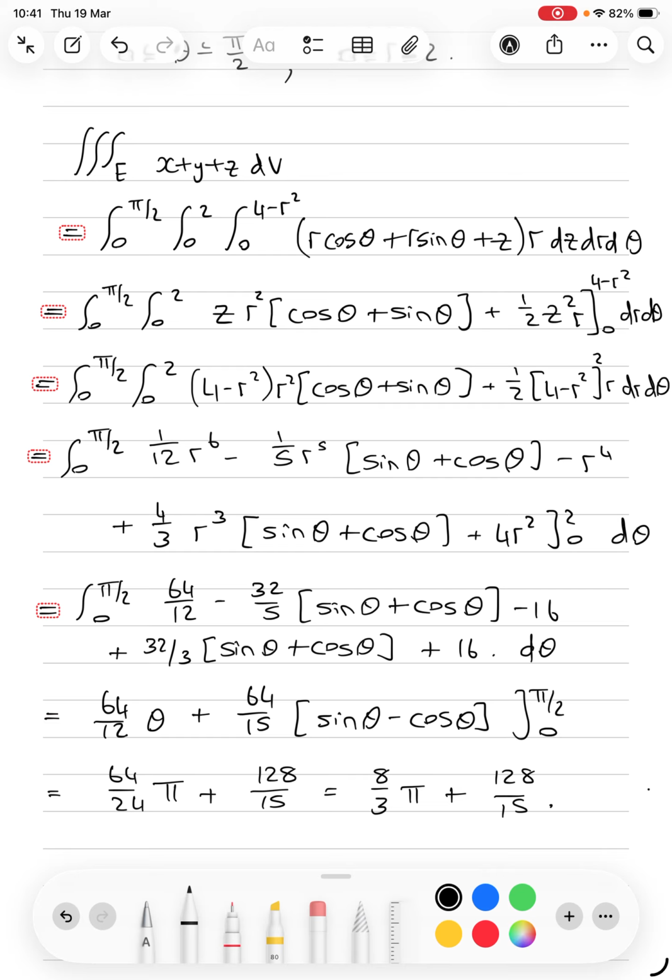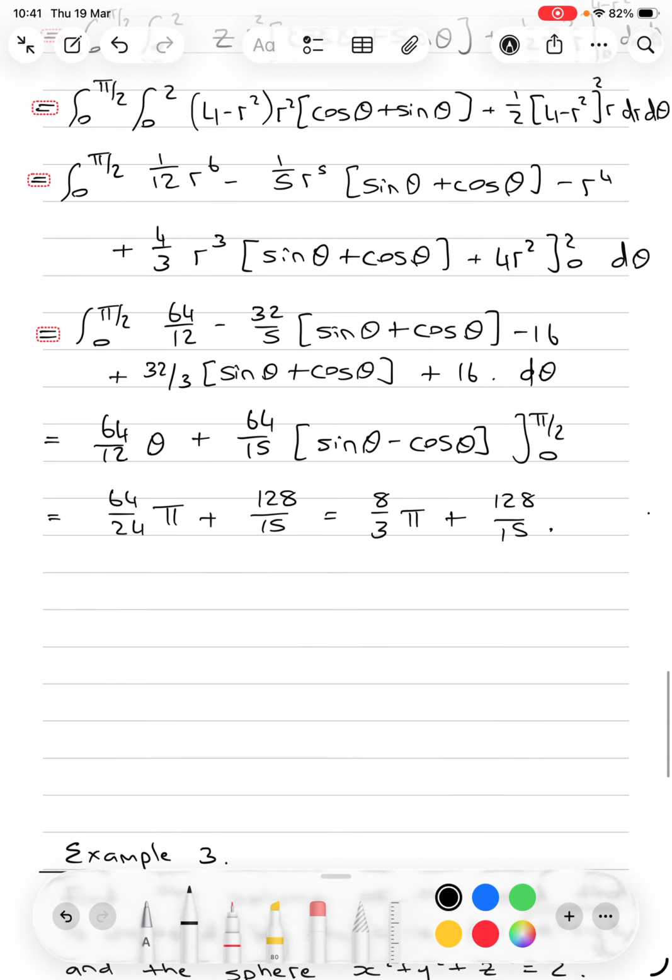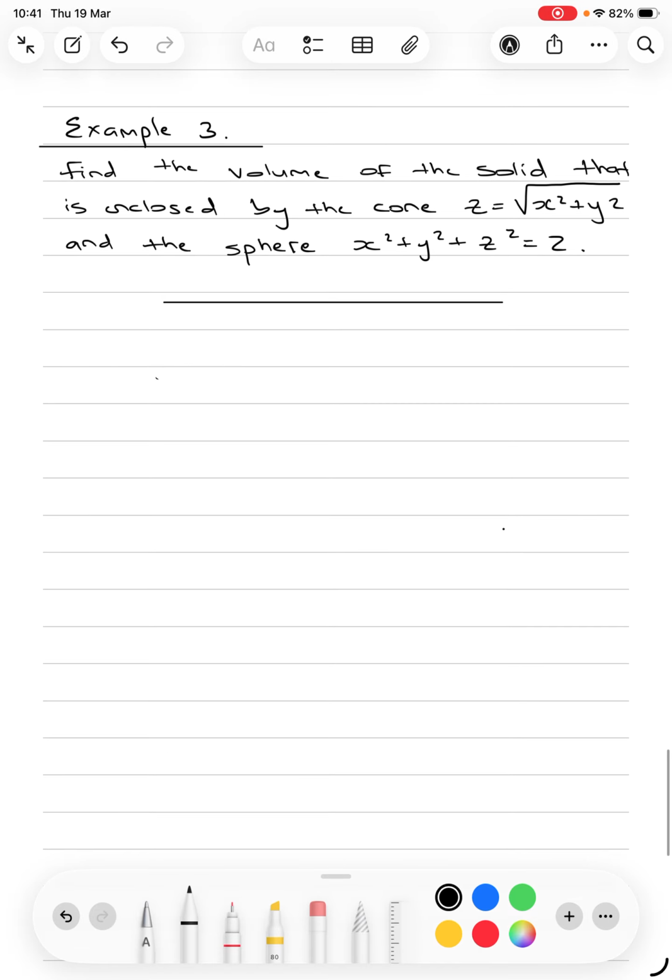So again, I emphasize that the hard part lies in establishing the limits that occur from your solid E, then reminding yourself that r needs to be part of the integrand you're integrating after you've converted to polar coordinates, and then the integration, take it step by step. Don't forget all the things you learned in first year. Right, then we can get to our final example, where we have to find the volume of the solid that is enclosed by the cone and the sphere.